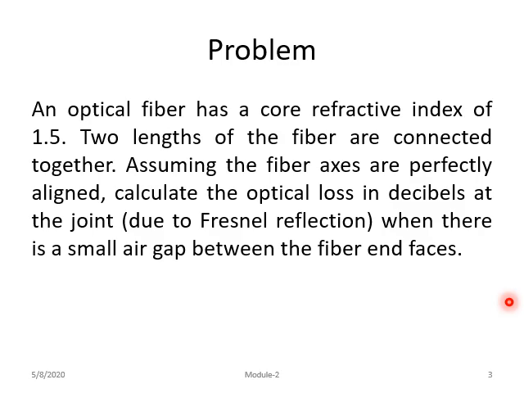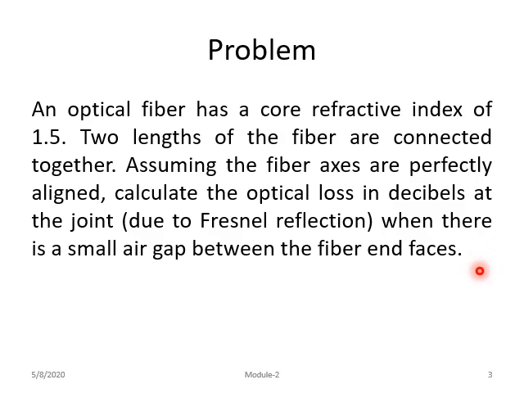One problem we are going to discuss: an optical fiber has a core refractive index of 1.5. Two lengths of the fiber are connected together. Assuming the fiber axes are perfectly aligned, calculate the optical loss in decibels at the joint. This problem is specifically with respect to Fresnel reflection when there is a small air gap between the fiber end faces.